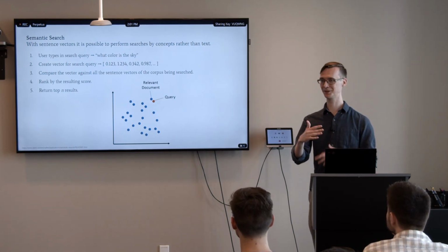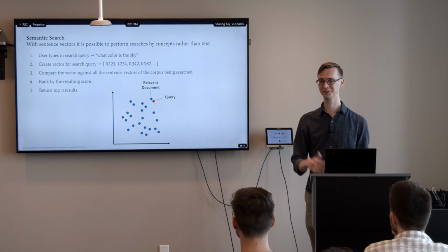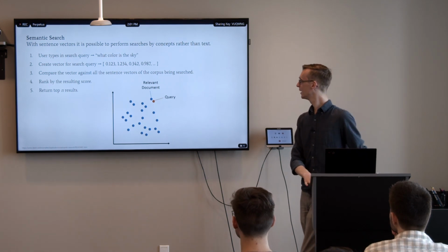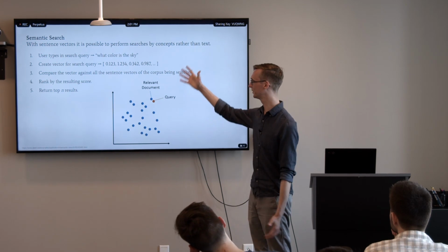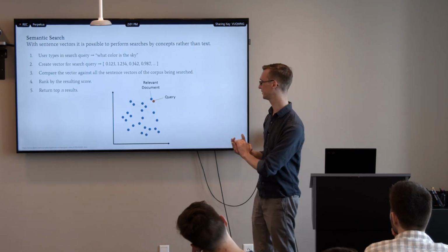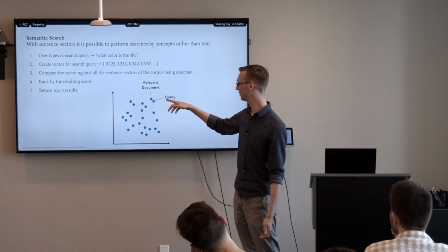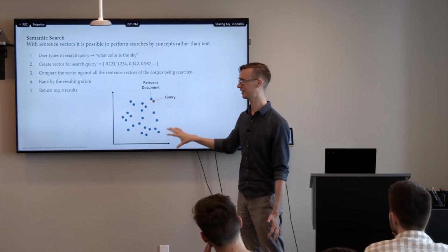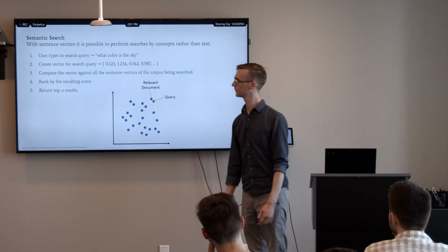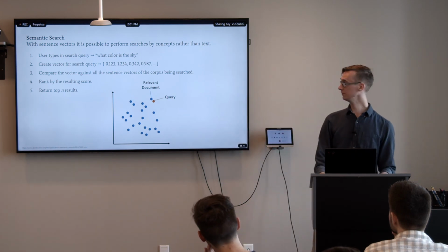You rank them by the similarity to the query, and you just return the top like 10 or 100 or whatever. Here's a two-dimensional visualization of this. So, the query would be like hundreds of dimensions, but say in 2 dimensions, to think about this, it'll occupy some space in this vector space, and then all the relevant documents will be scattered here. You want to find the ones that are close by.